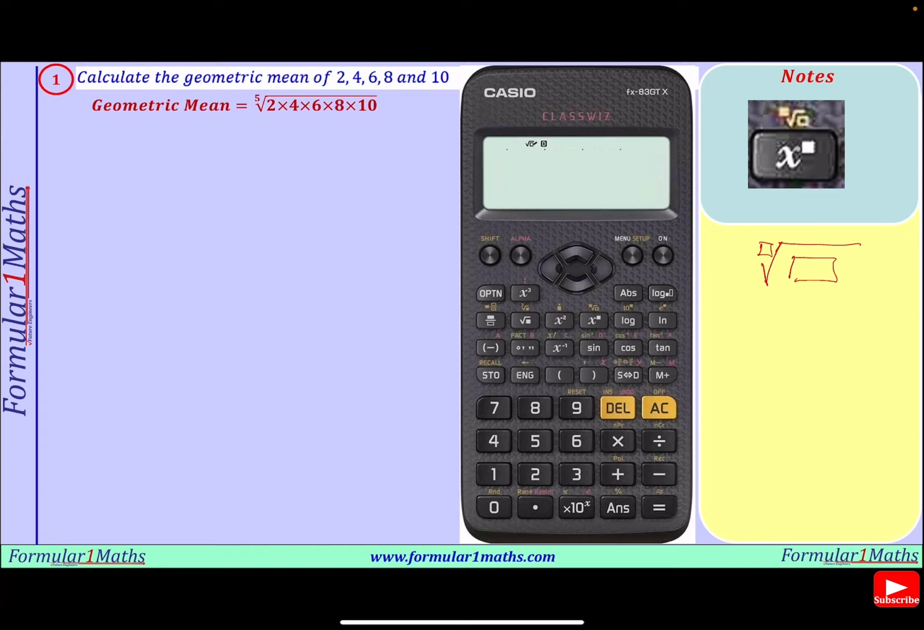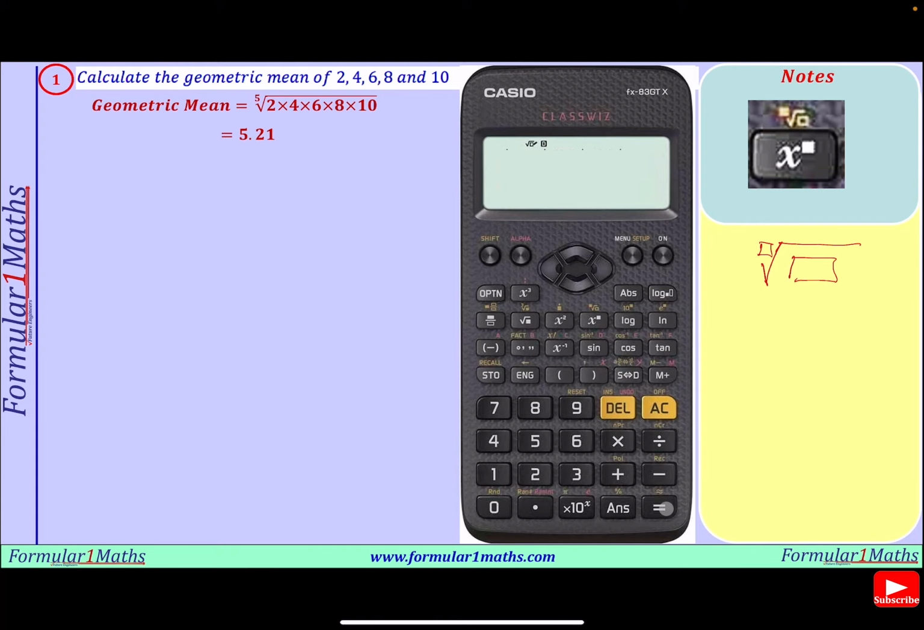So the cursor will be in this box here. So you can just go and press 5. And then you press this button here to move the cursor to this part. And then you put in these values here: 2 times 4 times 6 times 8 times 10. And then when you finish, you press equal, and then you get your answer. So this is basically how you do it on the calculator.